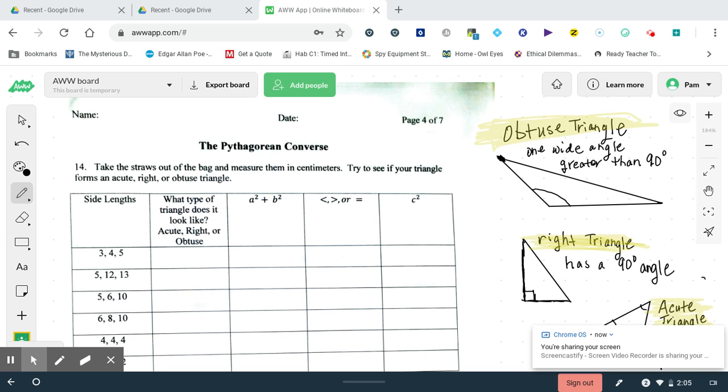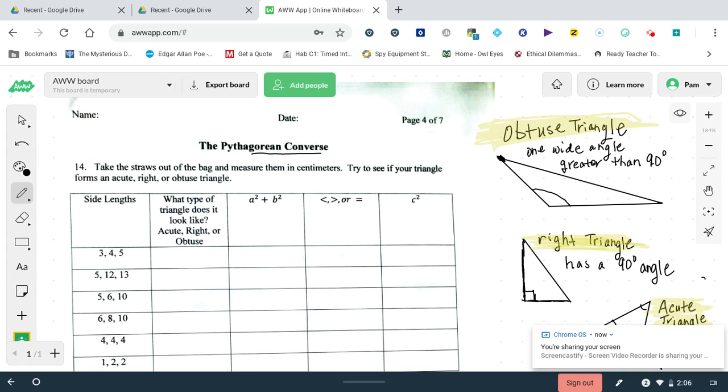All right, guys, what we're going to talk about for this lesson is the Pythagorean converse. So we normally use a squared plus b squared equals c squared when we are given a right triangle. But the Pythagorean converse actually proves that if the areas of the squares on the legs added together equal the square on the hypotenuse, then it actually is a right triangle. So instead of being given a right triangle, we're trying to prove it's a right triangle by using the Pythagorean theorem, which is known as the converse.